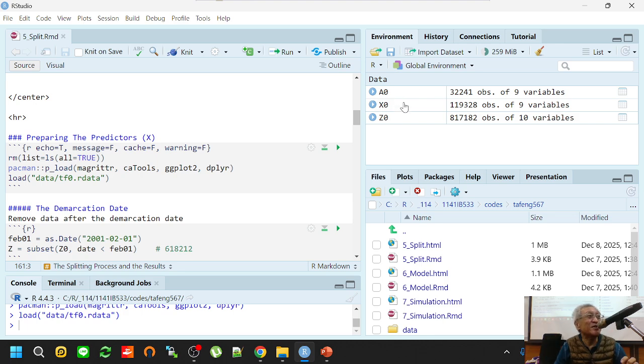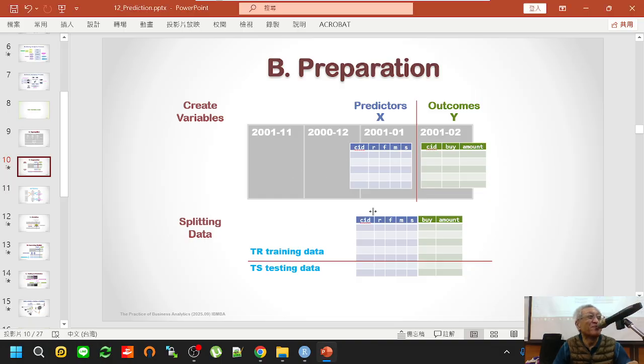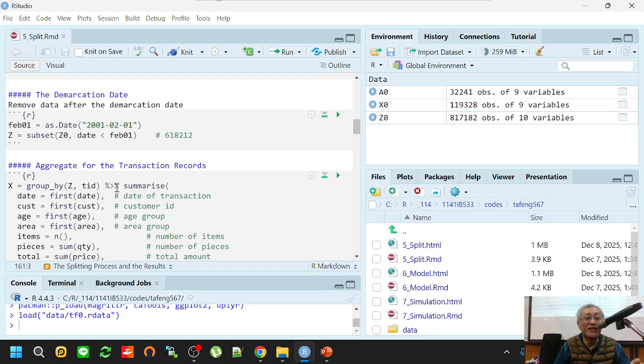But this is the aggregation for 4 months, right? As I told you before. So we need to do the aggregation again. We need to split the data and do aggregation again, because of what I already explained, right? We need to do the splitting again. So first of all, we set the demarcation date.